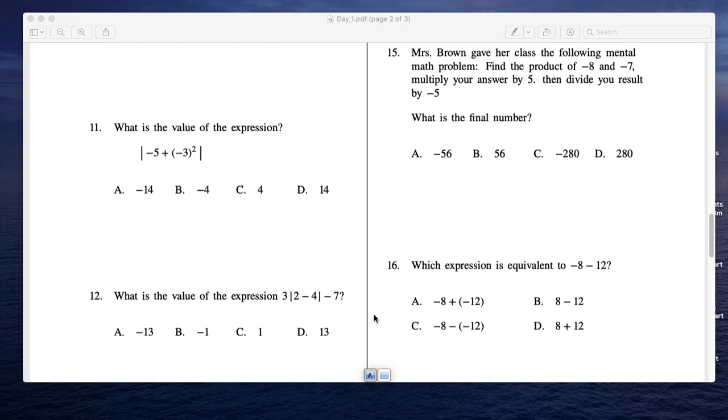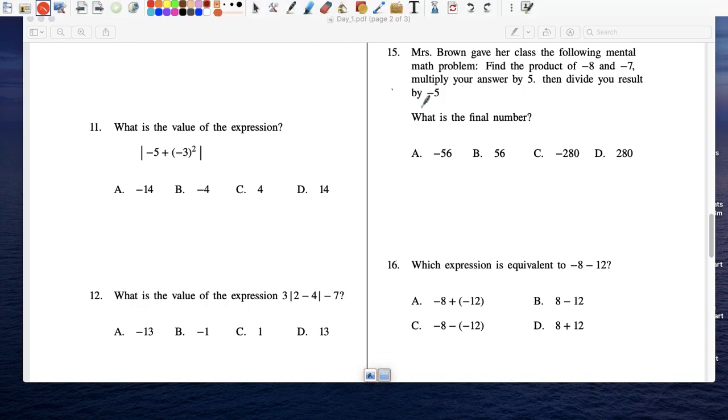15. Miss Brown gave her class the following mental math problem. Find the product of -8 and -7. Multiply your answer by 5. Then divide your result by -5. What is the final number? Find the product of -8 and -7. So they're asking us to multiply -8 times -7, which is a negative times a negative. We get 56. Good.